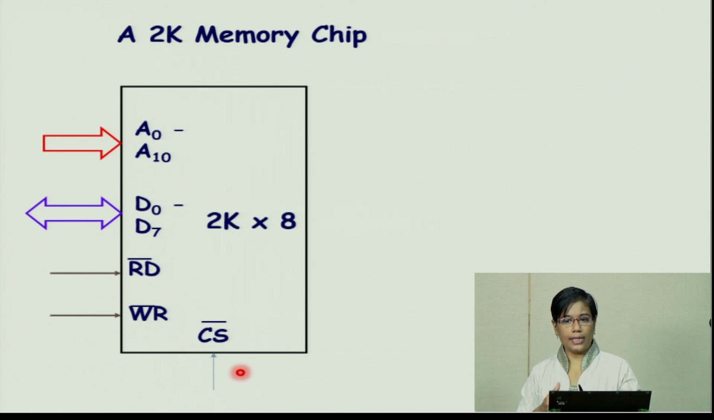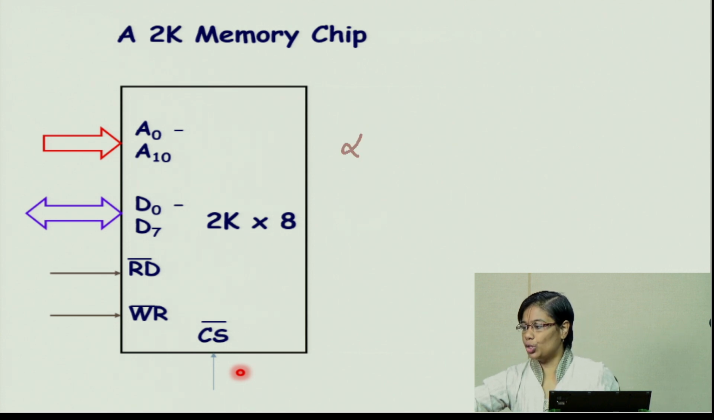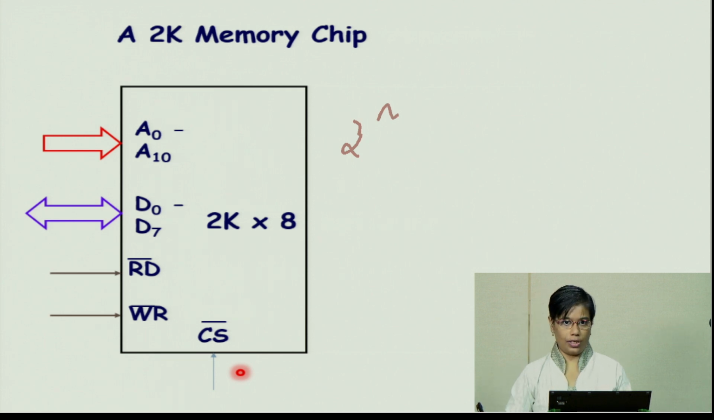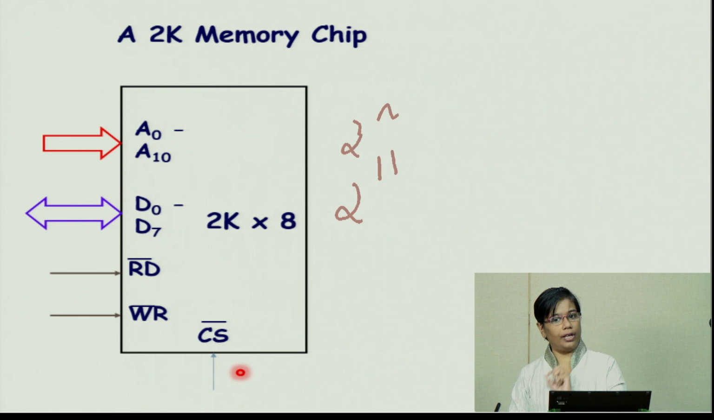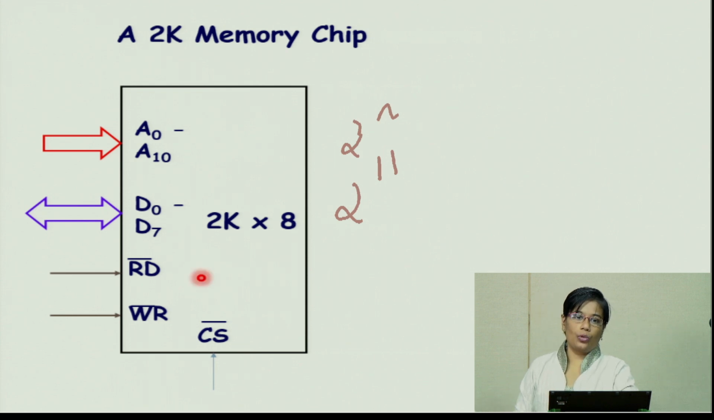Now if you want to select between 2K locations, you would be having 11 address lines. Remember that whenever we are talking about an n-bit address, it means that you would be having 2 to the power of n memory locations available. So it follows that if I have 2K memory locations, the number of address lines which are going to be required are 11 address lines. So 2 to the power of 11 is going to be equal to 2K. So you're going to have 11 address lines starting from A0 to A10, because we are counting from 0.